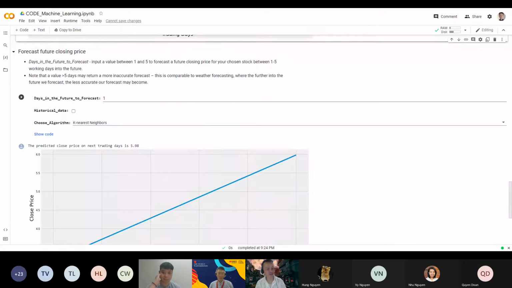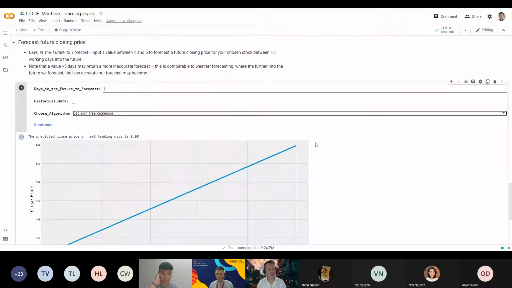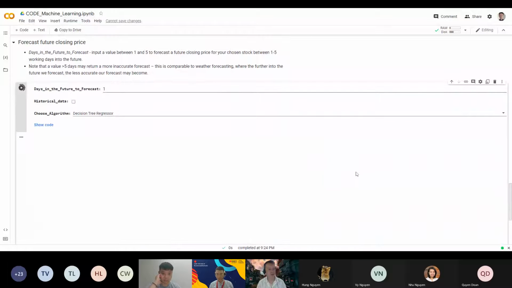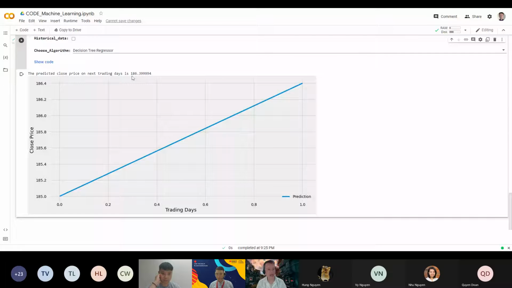So I'm going to ask the software to forecast the share price of this company, its closing price, one day in the future, which is actually today. But they're still trading in London, so it's still looking to the future. So I'm going to ask it to look one day in the future. I'm going to use a decision tree regression because that was most accurate. I press play. Boom. And that is the predicted close price for actually today.